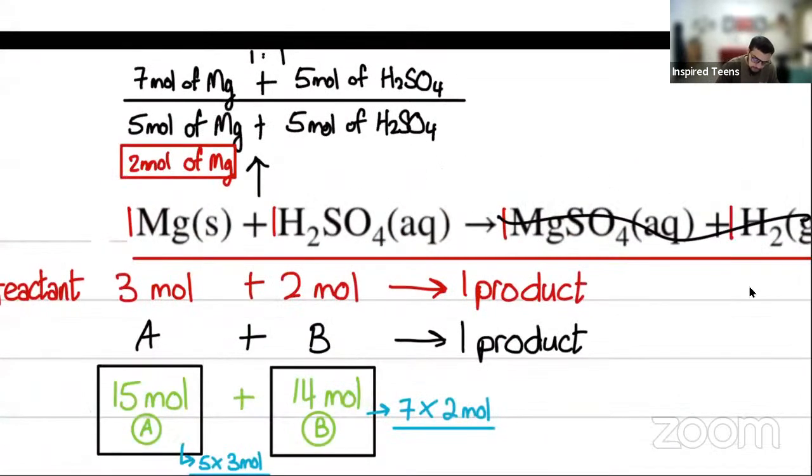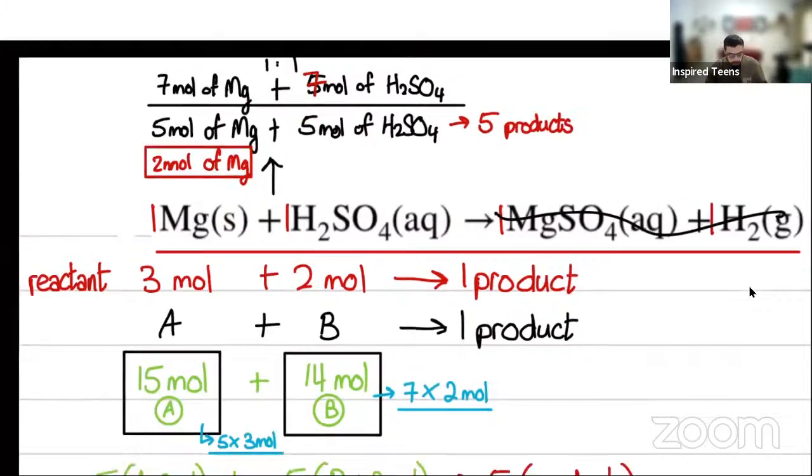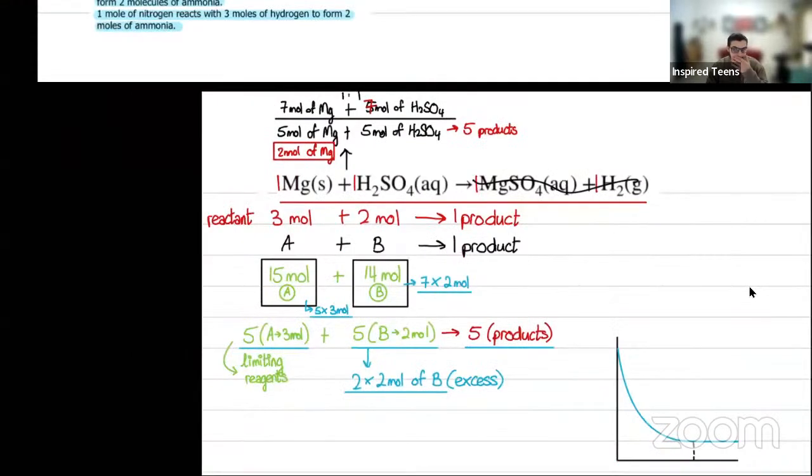So for this example, if we had 7 moles of H2SO4 initially, we would be able to form 7 products. But now we only formed 5 products, okay? Because we don't have enough Mg to react with more of that H2SO4. Okay, so I hope that makes sense.